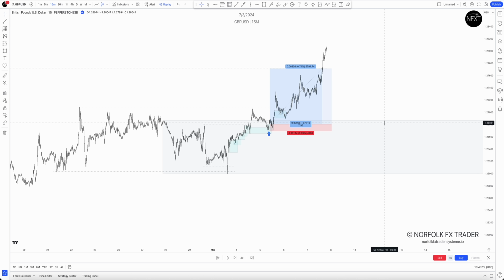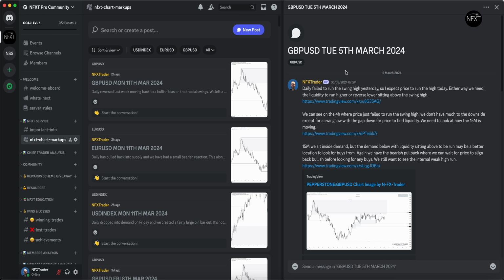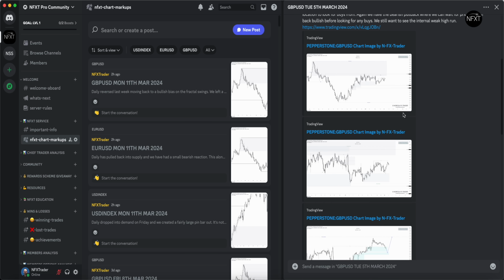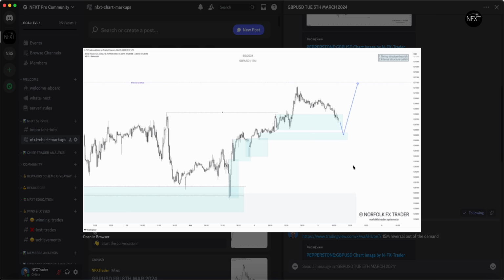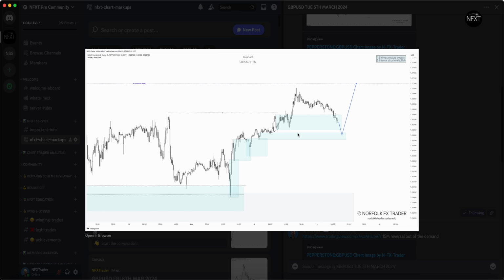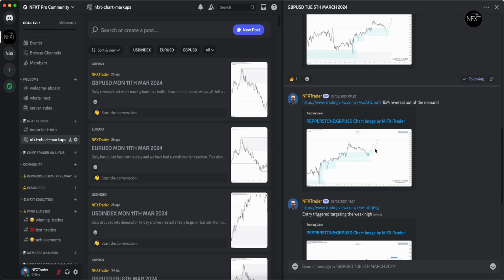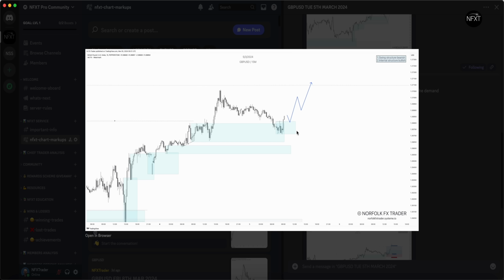Let's have a quick look now at the Discord room where I shared this trade. So you can see this is my actual NFXT service, and this is where I go through what we're seeing on potential charts. I was actually looking for a deeper pullback on that day to this area below for another buy. And then as the day progressed, I actually saw this reversal happening in real time.